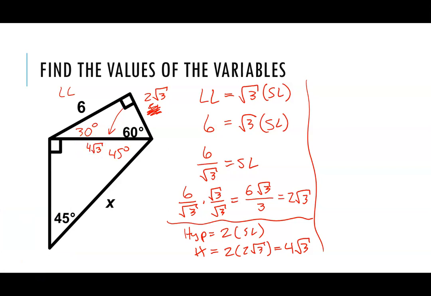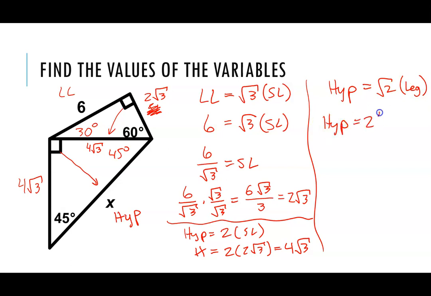In the lower triangle, it's a 45, 45, 90, and this time the hypotenuse is actually x. That means that the other two sides in that 45, 45, 90 triangle are the legs. So we know if one leg, this leg here, is 4 square root of 3, the other one must also be 4 square root of 3. And then to get the hypotenuse, we just have to use the 45, 45, 90 relationship, where the hypotenuse is equal to the square root of 2 times the leg. So let's type that leg in there.